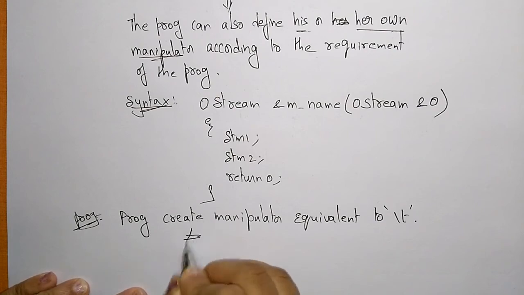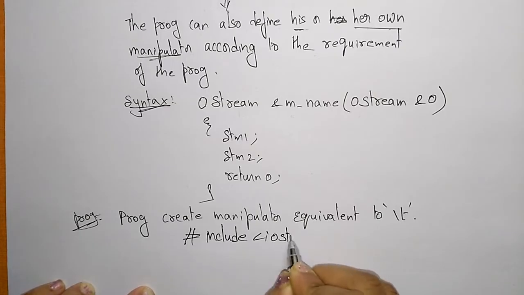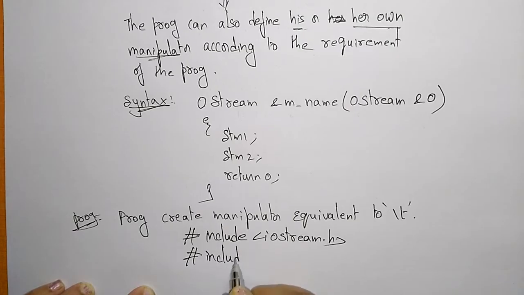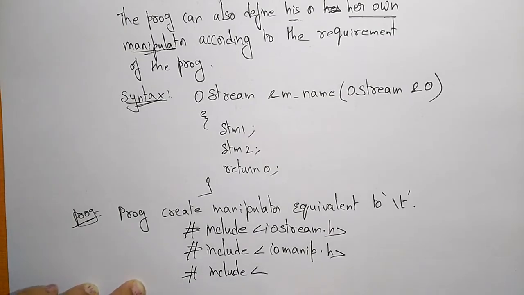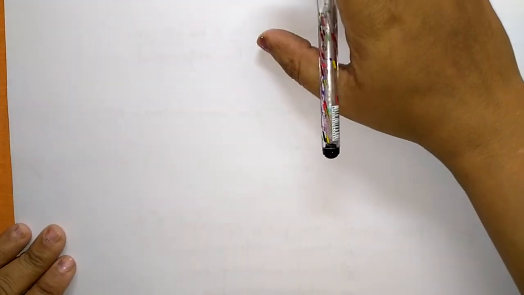Now let us see the program. Hash include iostream.h, hash include iomanip.h, because we are using the manipulator, so you have to include iomanip.h in your program, and hash include, next I'm using the conio.h also. Now I'm writing the function.